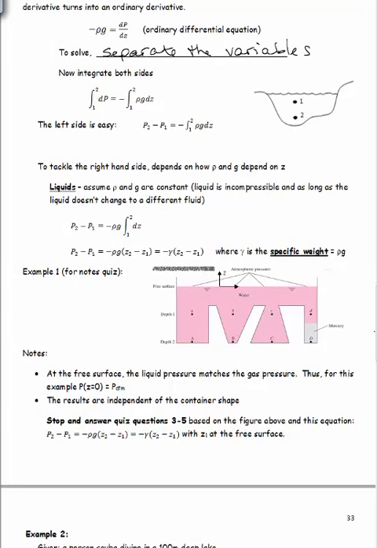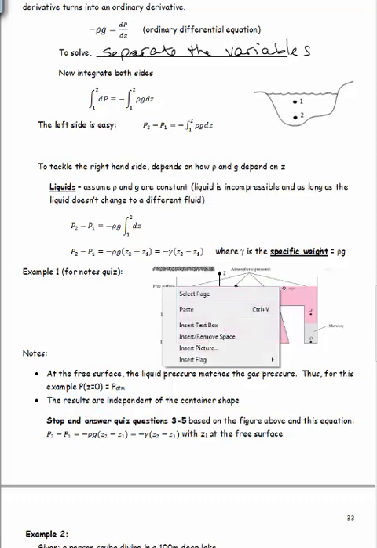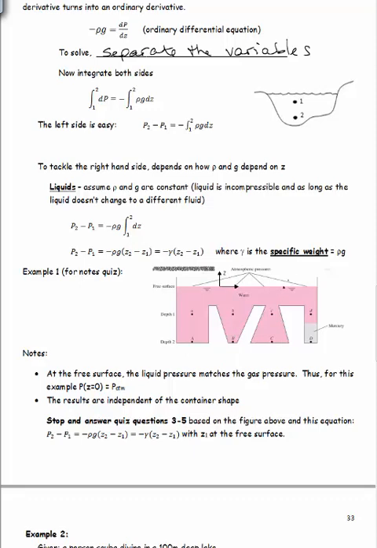So some things to remember, and let's look at this particular figure here. You're going to use this figure in your notes quiz as well for the next few problems. At the free surface, the liquid pressure has to match the gas pressure, because this is at a point, and you can't have two different pressures at the same point. So P at z equals 0, if you put z equals 0 right there at the surface, which we like to do a lot of times, is going to be equal to P atmosphere, whether you're in the air or in the fluid, in the water.